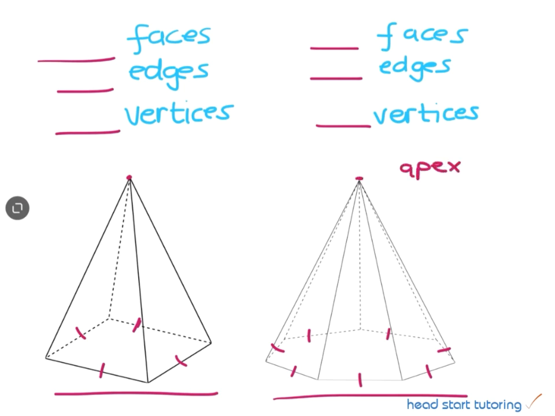Right, so that's how we distinguish between pyramids and prisms. And again, our pyramids and our prisms are labeled, so we name our pyramids and our prisms according to their bases. So this pyramid over here is called a square pyramid or a square-based pyramid because the base is a square. So let's have a look at how many faces our square pyramid has.